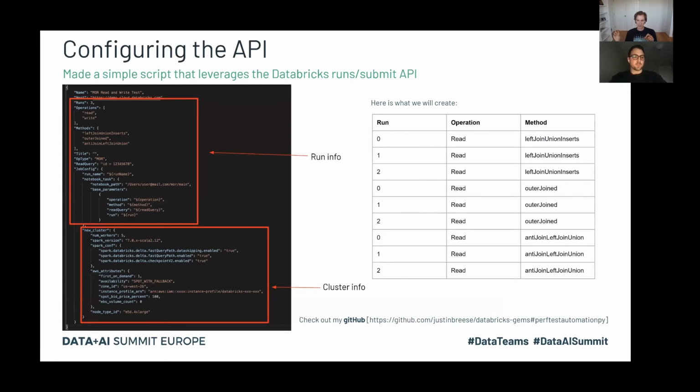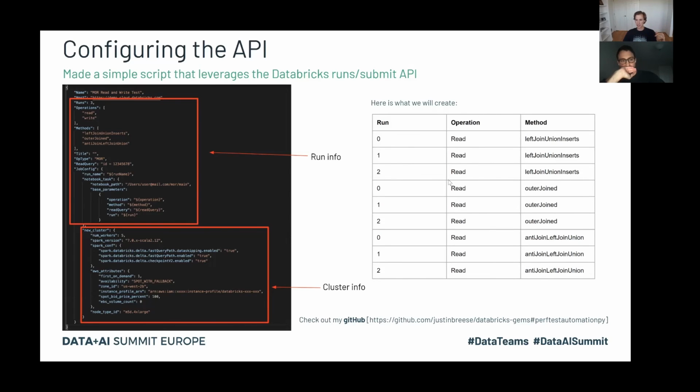So the next phase is configuring the API to understand what to do. To do that, we're just going to use some simple JSON. So I can just say I want to do 3 runs each. The operations can be reads, they can be writes. What are the different view methods that we want to test? What is the actual read query that we want to test? And then the cluster information. So each time this is kicked off for all of these runs, I want to use this same exact cluster, same IAM role, etc.